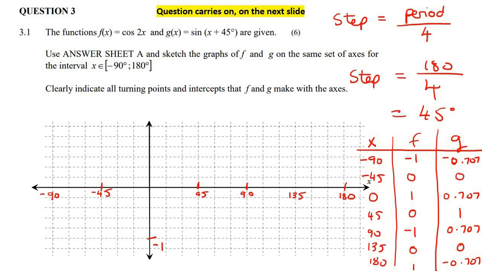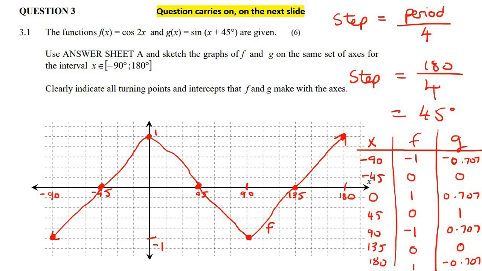So I'm going to start with this x value of -90, and the graph of f has a y value of -1. So that's going to be over there. Then I'm going to plot this point. The x value is -45 and the y value is 0. So that's that point. Then it's the x value of 0 and a y value of 1. So this is just the first graph. This is f. So that's over there. And then 45 and 0, which is there, 90 and -1, 135 and 0, 180 and 1. And now we can connect. And so that is the graph of f.